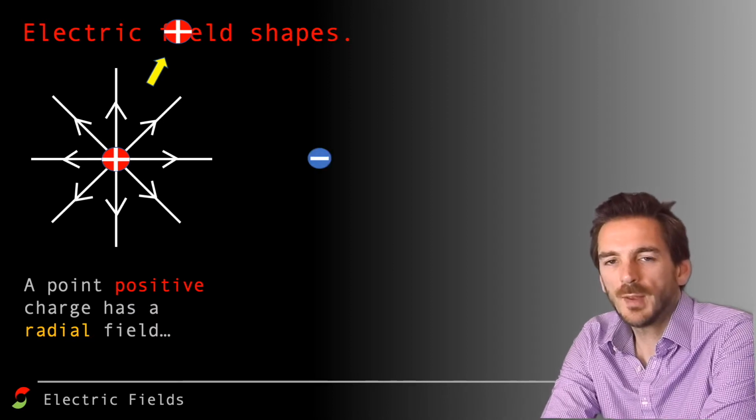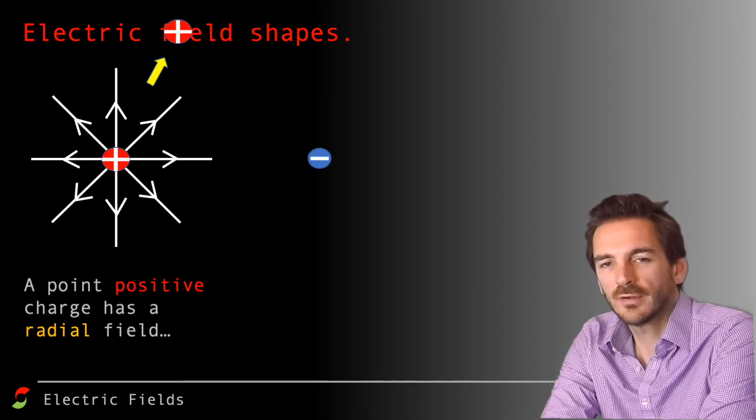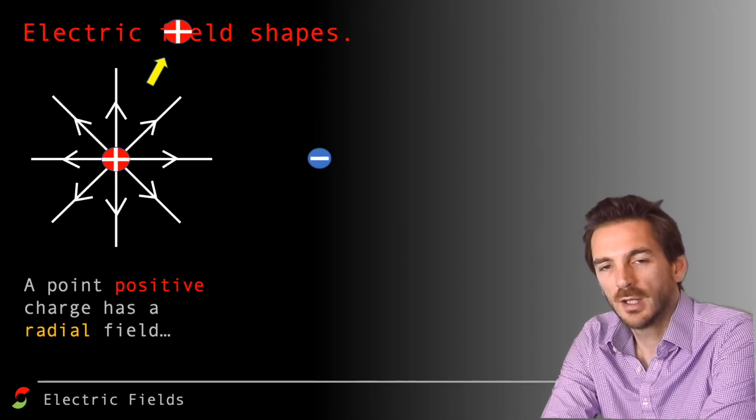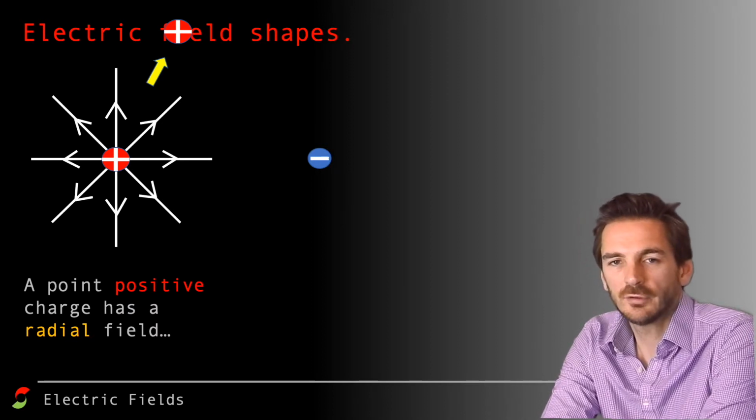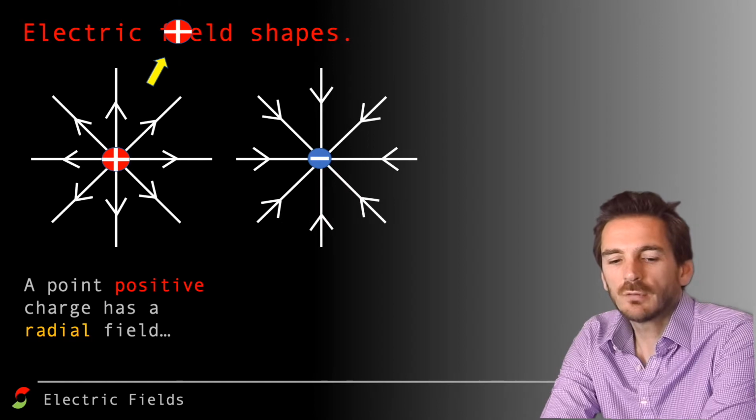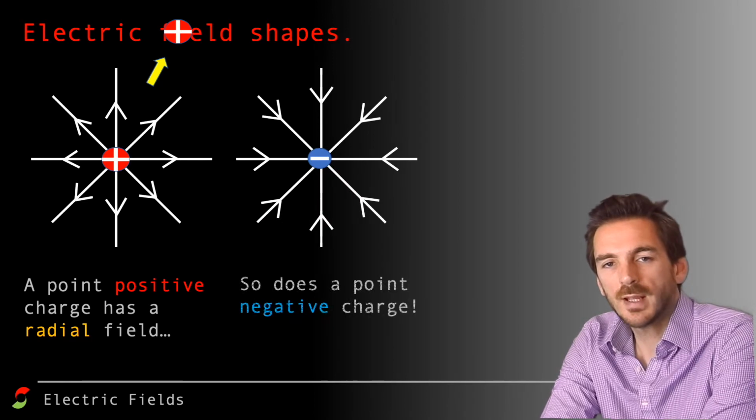So if we then compared what the electric field looks like between a positive and negative charge, they look very similar in terms of the shape. They're both radial, but we've got to look at the arrows.